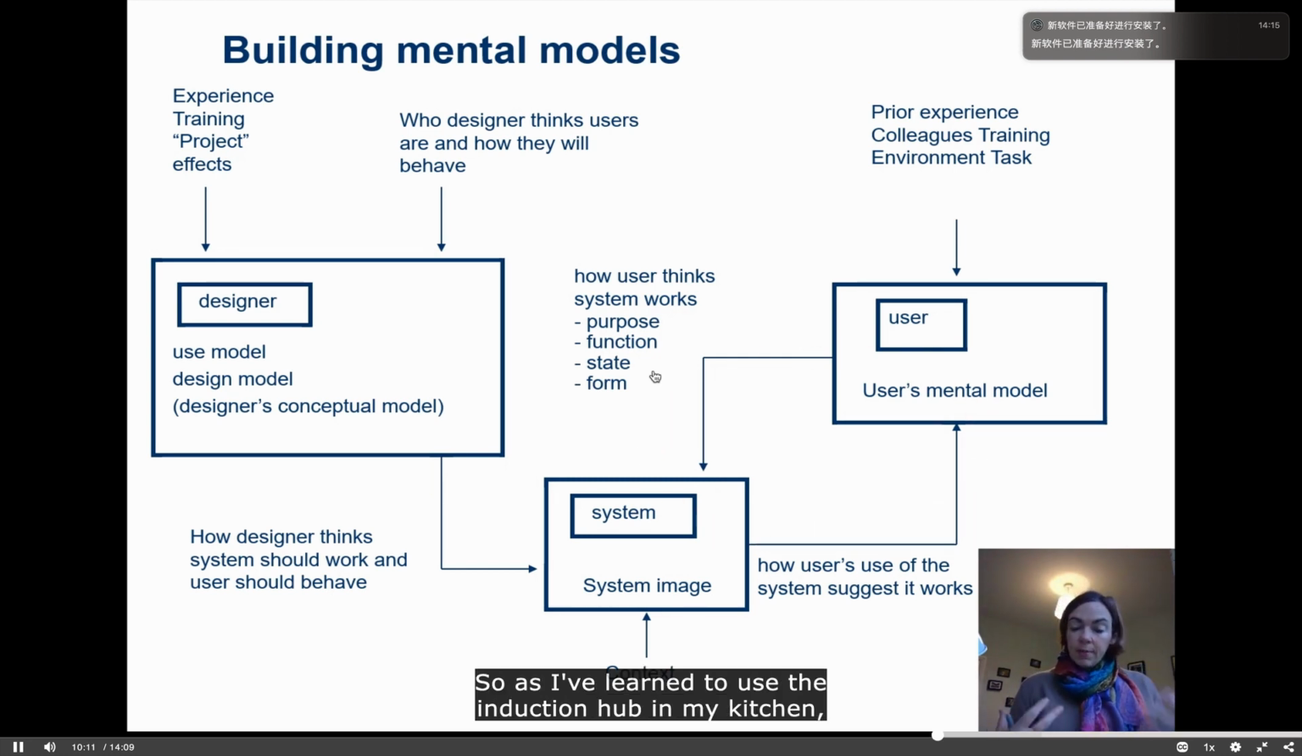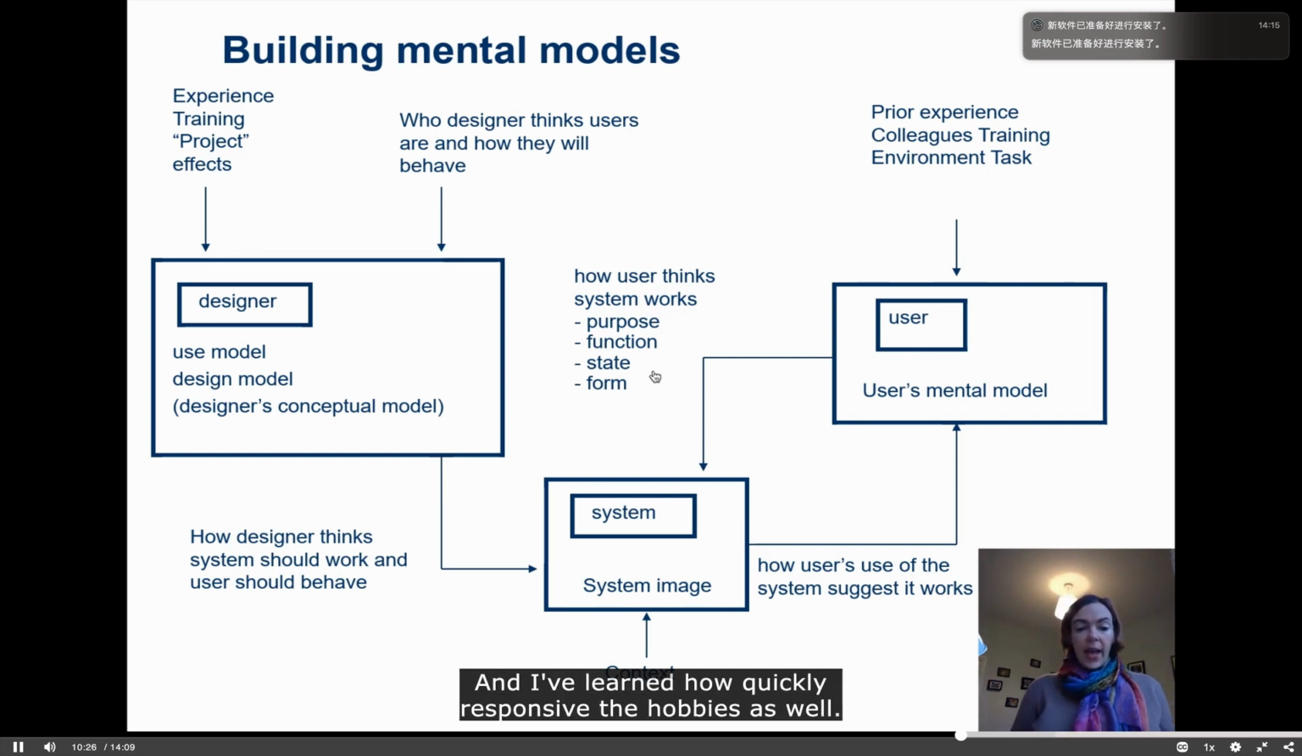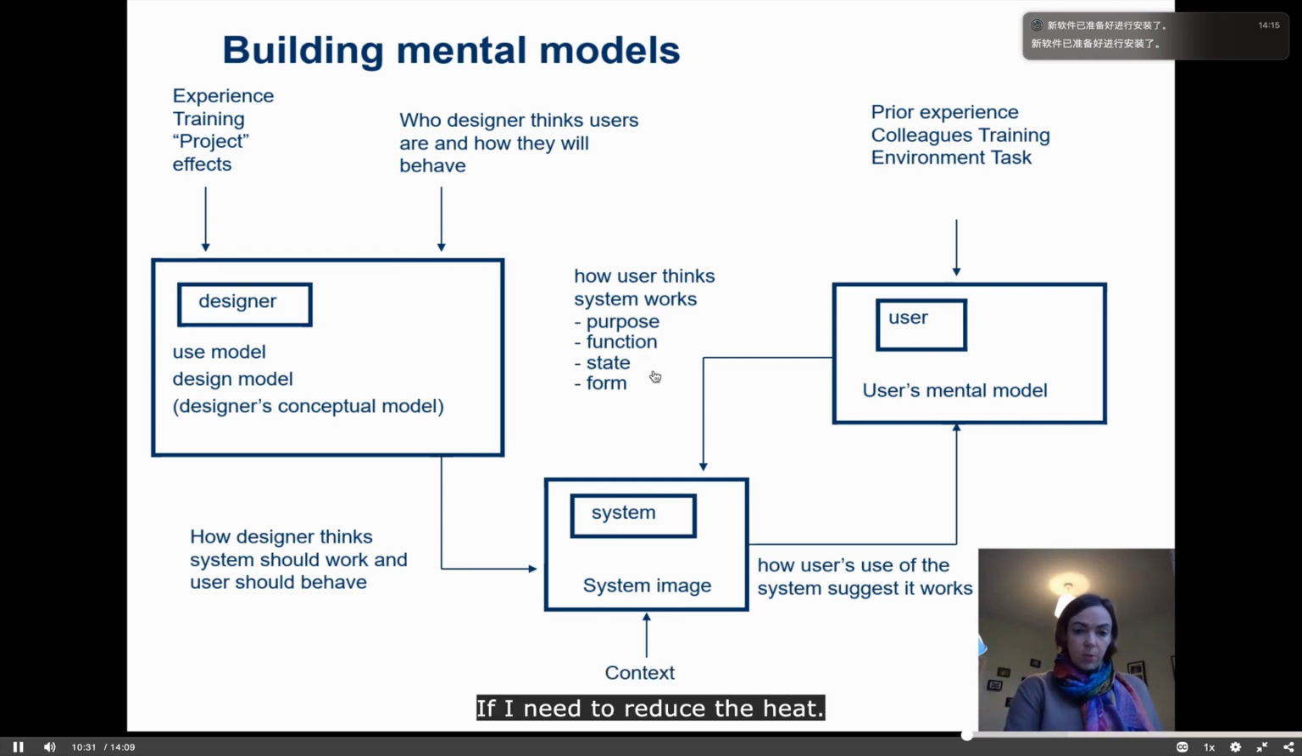So as I've learned to use the induction hob in my kitchen, I've learned the appropriate settings to use at different stages in the cooking process. I've learned it's often quite good to put the heat up quite high to heat the pan in advance, and I've learned how quickly responsive the hob is as well, if I need to reduce the heat.